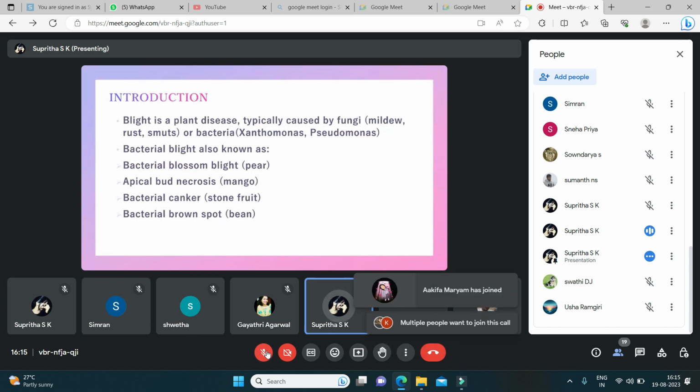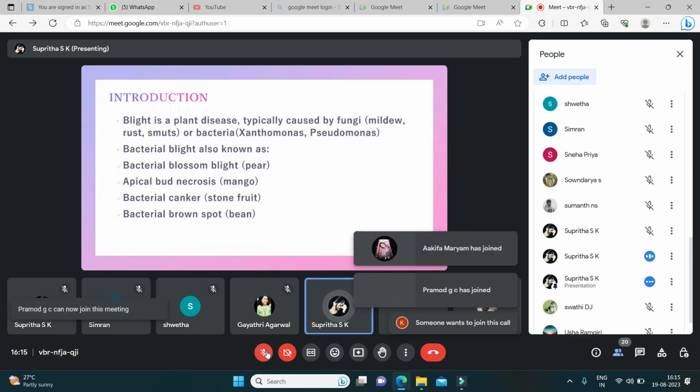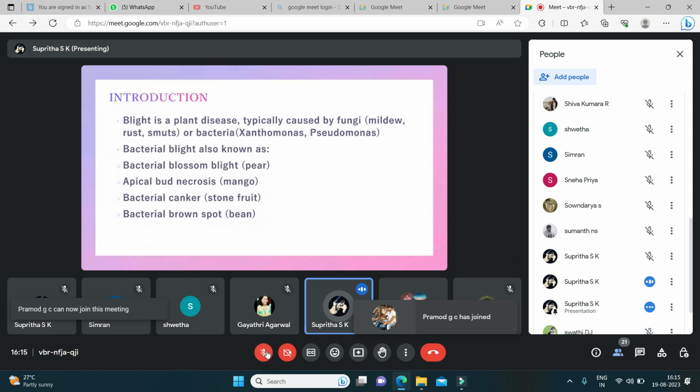So now we need to know what bacterial blight is. Blight is a plant disease which can be caused by fungi as well as bacteria. Fungi such as mildew, rust, and smuts are some of the fungi which cause blight. When it comes to bacteria, we have two species, Xanthomonas and Pseudomonas. These two bacterial species cause bacterial blight.